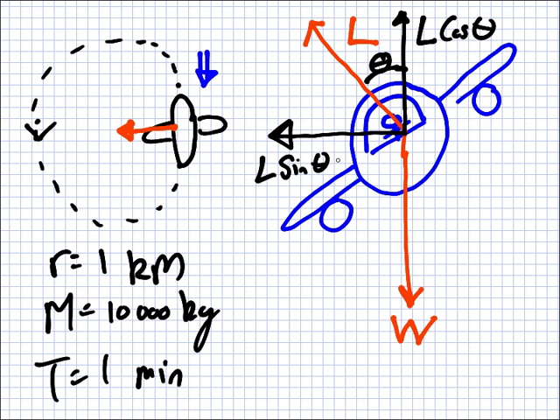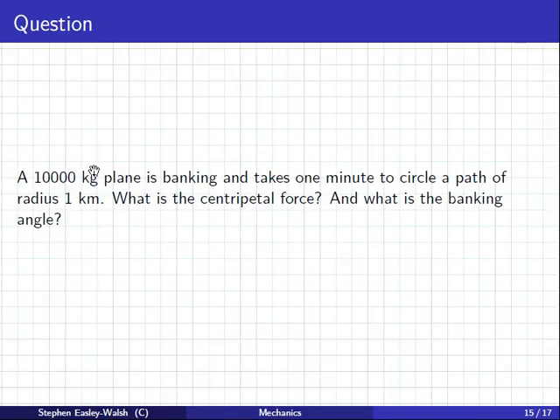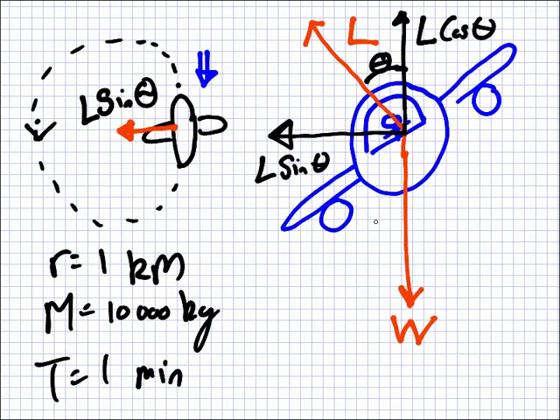What do we know about L cos theta? It's equal to the weight. Why is that? Because it's not going up or down. What is the L sin theta doing? It's the force that's making the movement in a circle. It's the centripetal force. So that means in this picture, what is this force here? This is the L sin theta force here. Now my question is, what is the centripetal force and what is the banking angle?